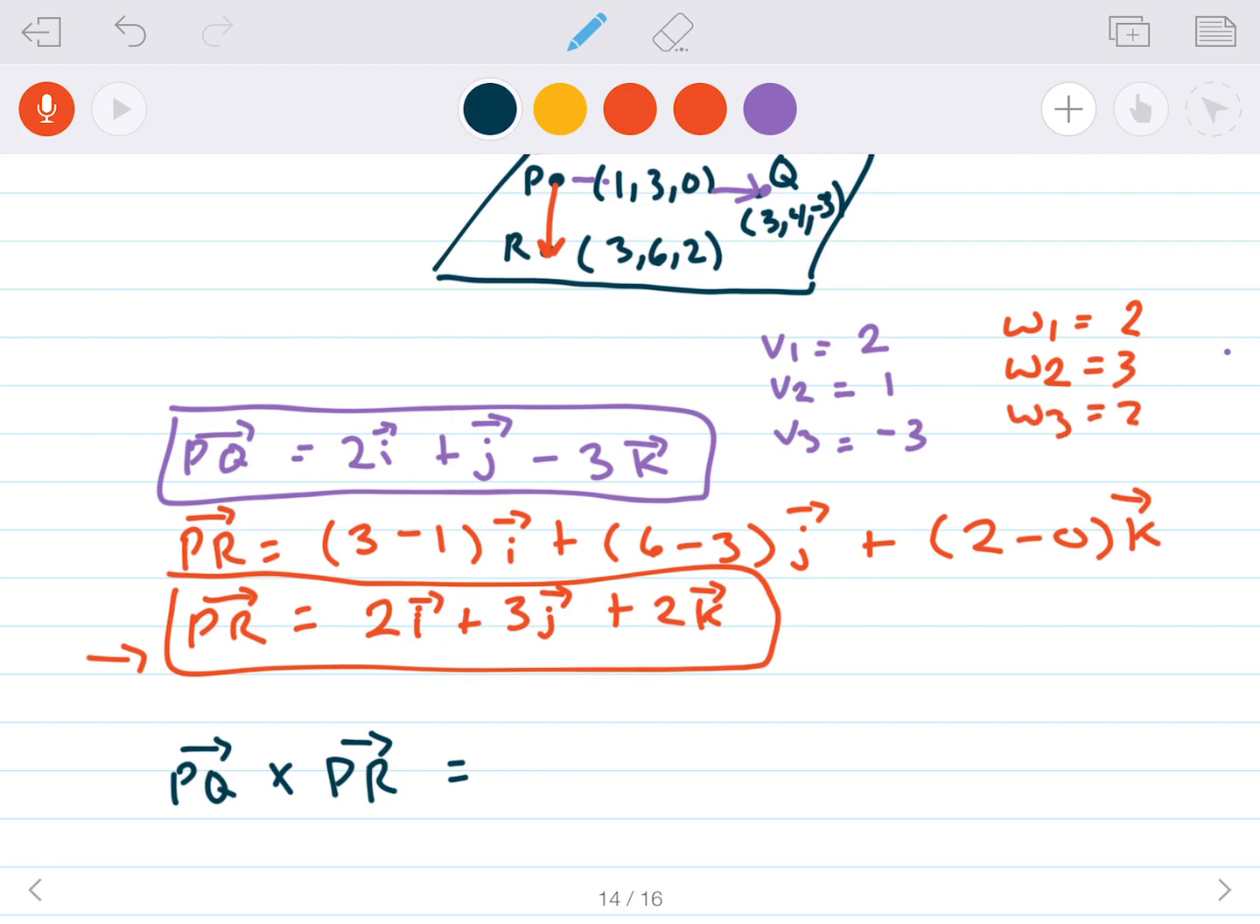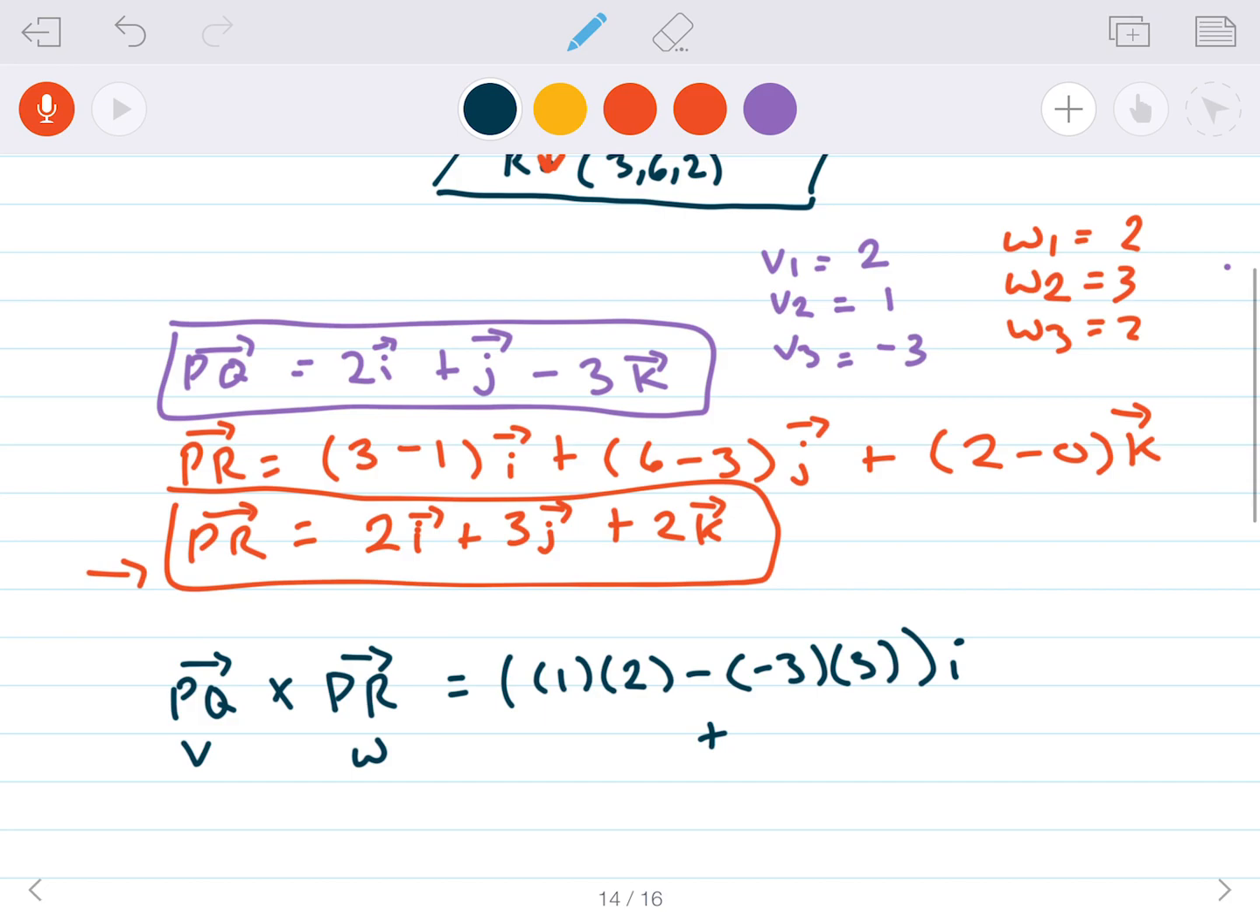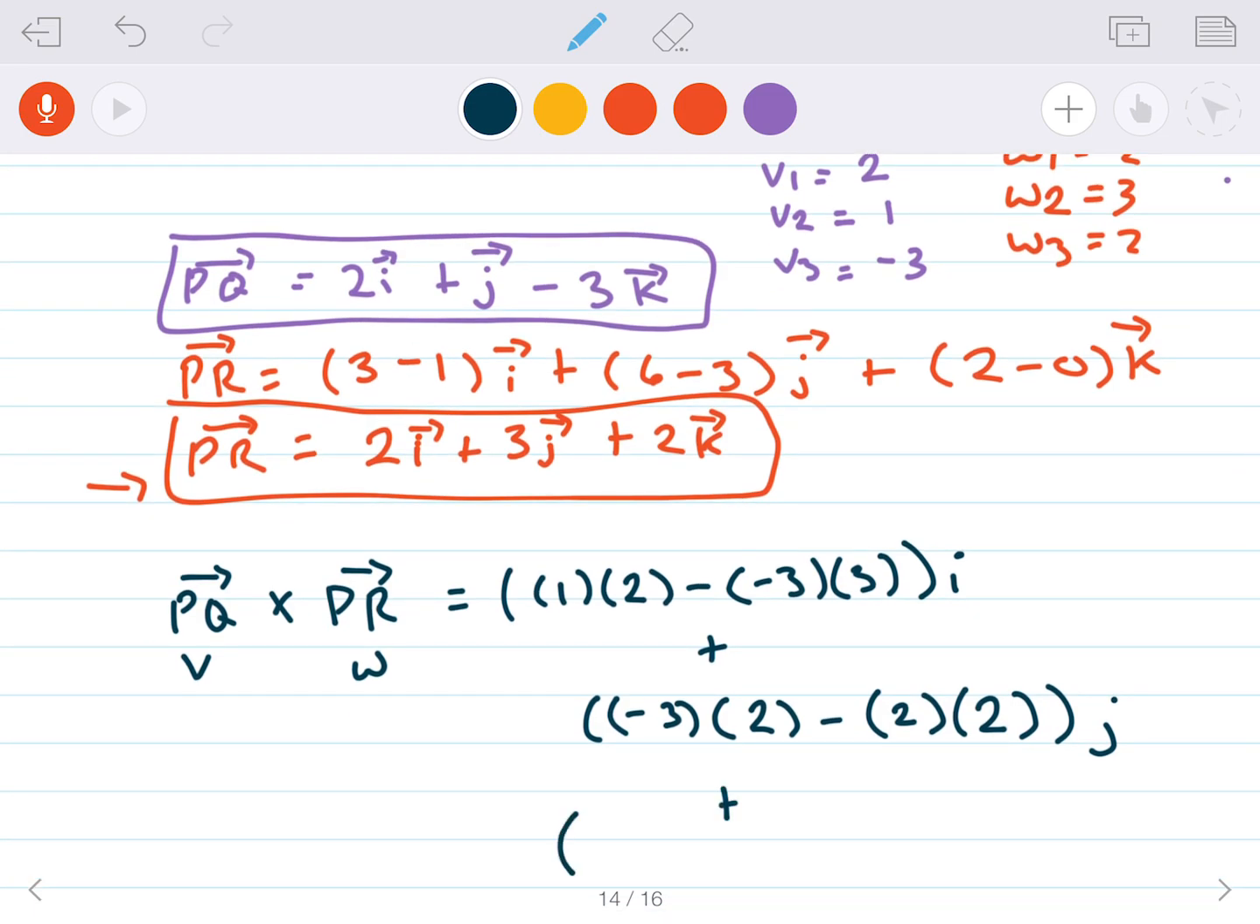Okay, so let's just go ahead and apply the cross product formula here. Again, we're acting like this is our V and this is our W. So we have V2, which is 1, times W3, 2, minus V3 times W2, that's the i component, plus V3 W1 minus V1 W3, that's the j component, plus V1 W2 minus V2 W1, that's the k component.